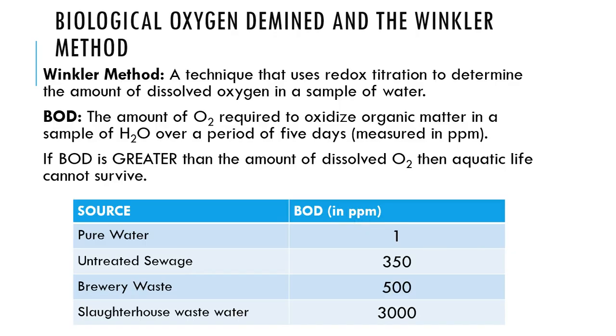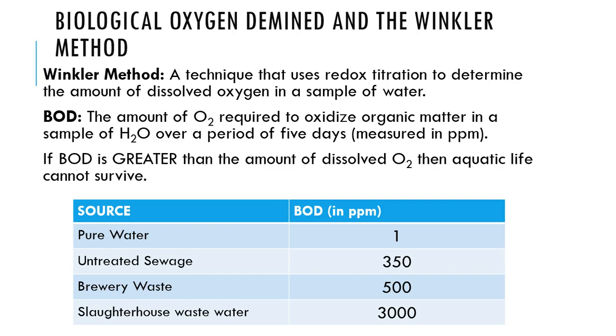All right, so biological oxygen demand and the Winkler method. The Winkler method just uses redox titrations to determine the amount of dissolved oxygen in a sample of water. And this is important because the amount of oxygen required by organic matter is referred to as the biological oxygen demand. And if biological oxygen demand is greater than the amount of dissolved oxygen, then aerobic aquatic life cannot survive. So basically, biological oxygen demand is the amount of oxygen that life needs to exist in water.